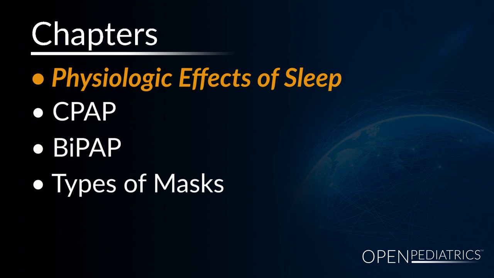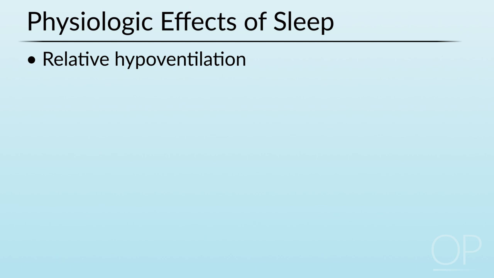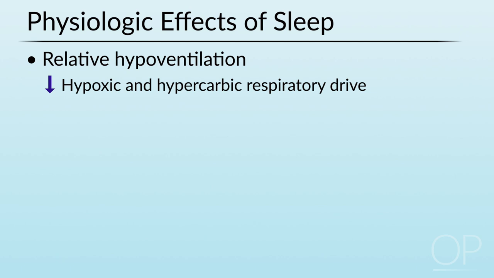Physiologic effects of sleep. First, let me start with the impact of sleep on breathing. What happens to the breathing when one sleeps? To understand that, we're going to start with what happens in normal patients. There is relative hypoventilation. That means you tend to take a shallower breath when you sleep. There is slight decrease in hypoxic and hypercarbic respiratory drive to breathe. Hence, it leads to a reduction in your tidal volume by 25%. For example, if somebody is breathing at a tidal volume of 500 ml, their tidal volume decreases by 25% when they sleep.